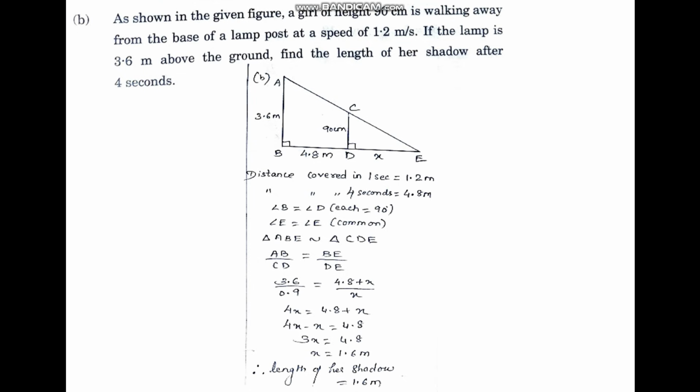Now we can see that in triangles ABE and CDE, angle B equals angle D, each 90 degrees, and angle E equals angle E, common. So both the triangles are similar, so their side ratios will become equal. That means AB upon CD equals BE upon DE. X is the length of our shadow which we need to find. On substituting the values, we are getting 3x equals 4.8, and on dividing, x is 1.6 meter. That means the length of our shadow is 1.6 meter.